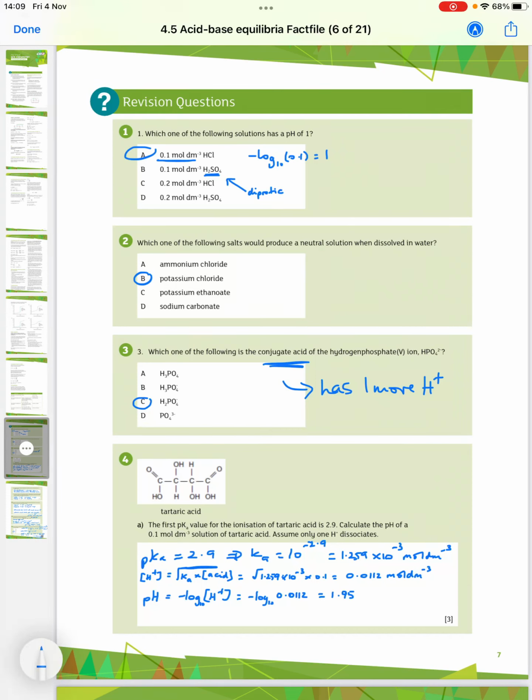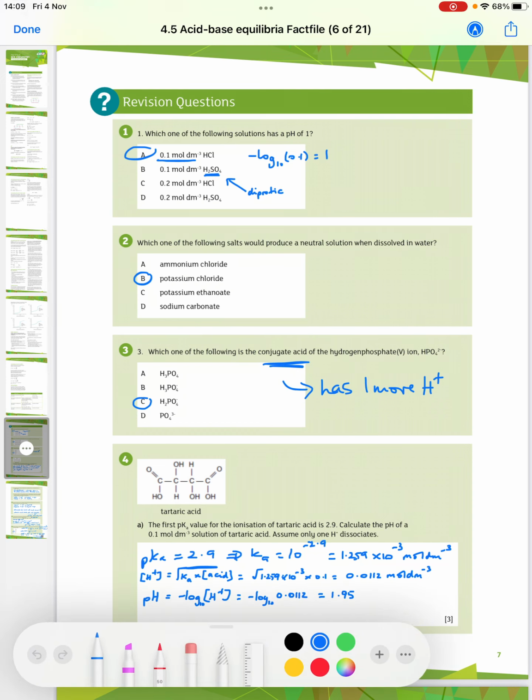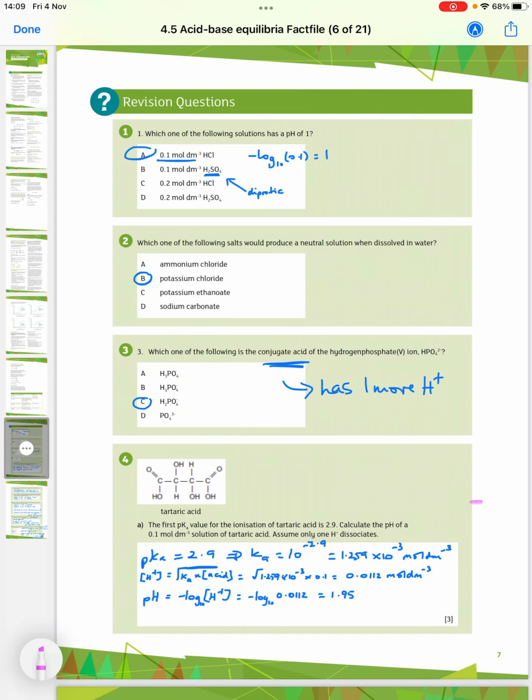This is 4.5 acid-base equilibria and the answers to the CA fact file for this topic.